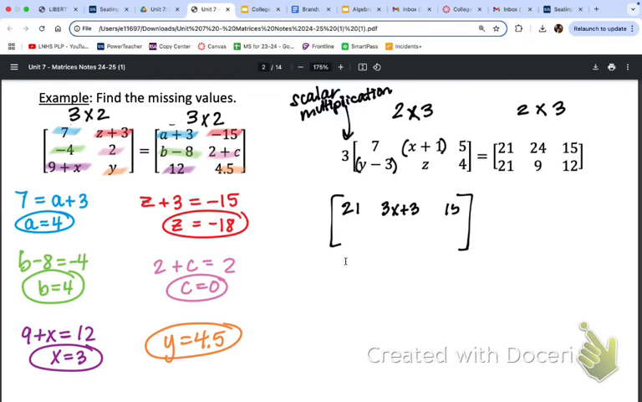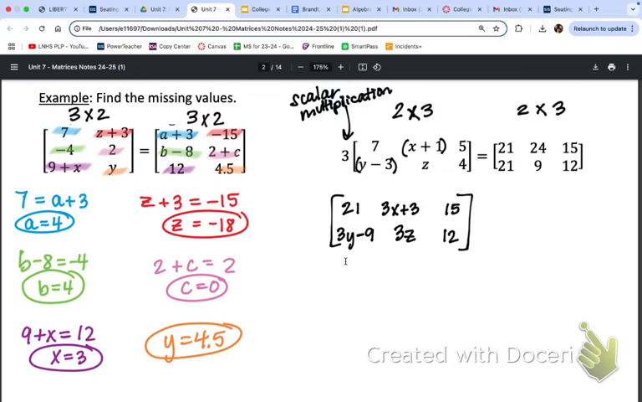3 times 5 is 15. 3 times the quantity y minus 3 is 3y minus 9. 3 times z is 3z. And 3 times 4 is 12. By the way, we're going to do a lot of stuff with z over the next couple weeks, so I'd encourage you to start putting slashes through your z's so that you don't get confused with the 2's.